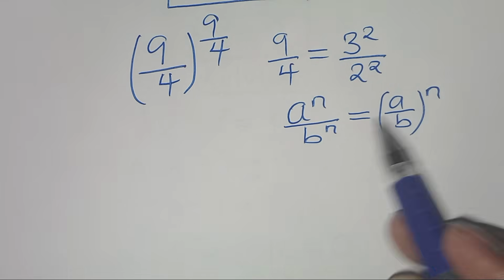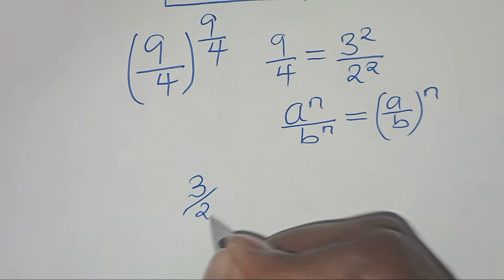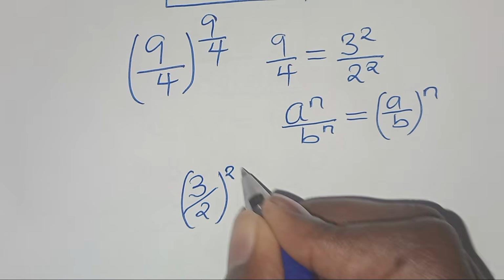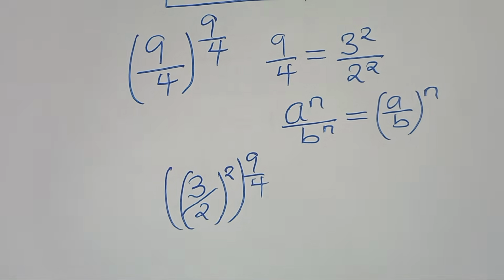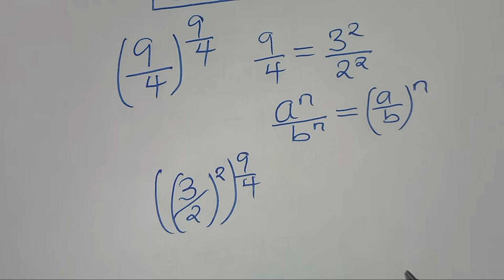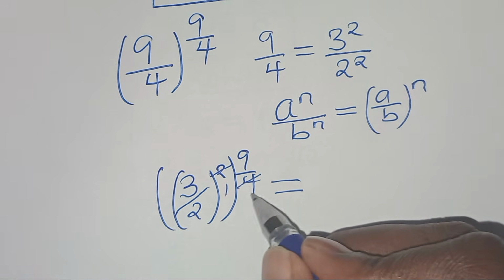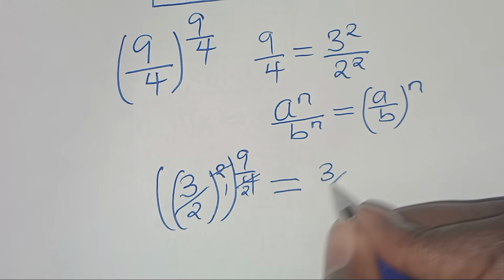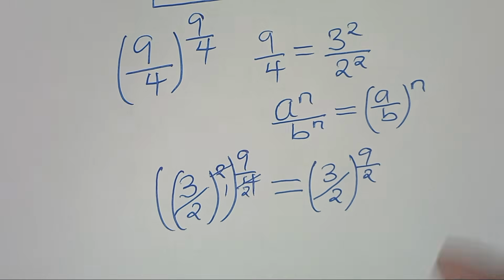Applying this identity, we have 3 over 2 raised to power 2, then raised to power 9 over 4. The next step is to simplify here. 4 divided by 2 is 2, so that we have 3 over 2 raised to power 9 over 2.